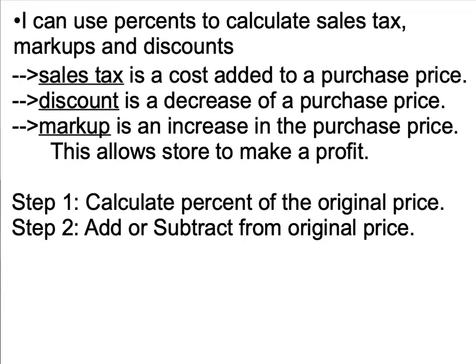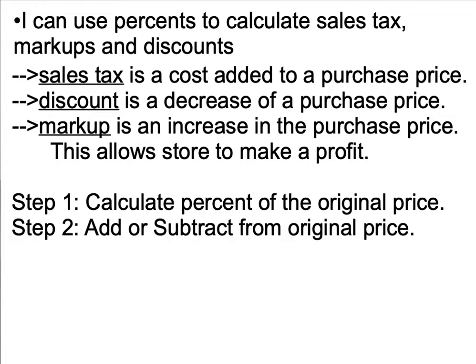So I can use percents to calculate sales tax, markups, and discounts. So a little bit of vocabulary. Sales tax is the cost added to the purchase price. That sales tax is added to the purchase price by the government, so they get a little bit of money there. Discount is a decrease in the purchase price to give you an incentive to buy it. A markup is an increase to the purchase price, and that is put there by the company so that they can make some money. It's made for profit.